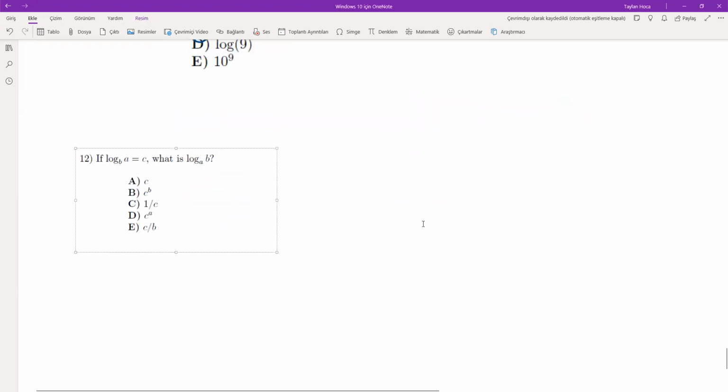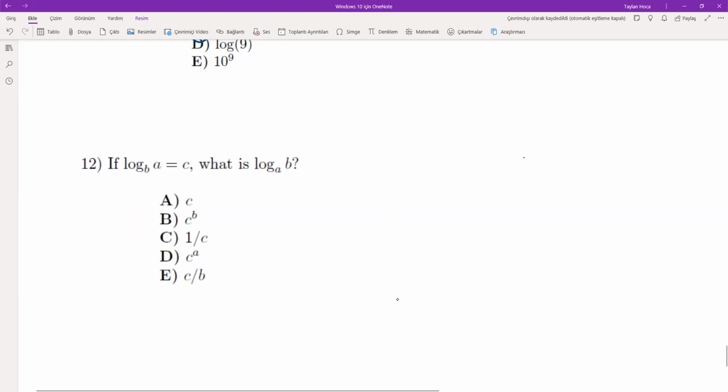12. You can think of 12 as a rule as well. Or if you don't know the rule, log base B of A is 1 over log base A of B. So hence it's 1 over C.